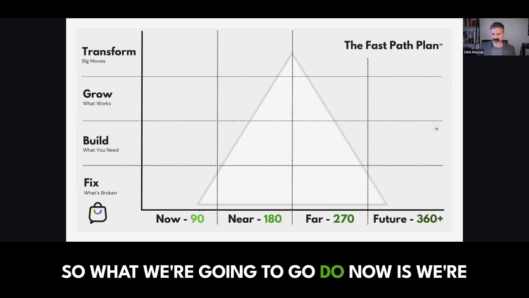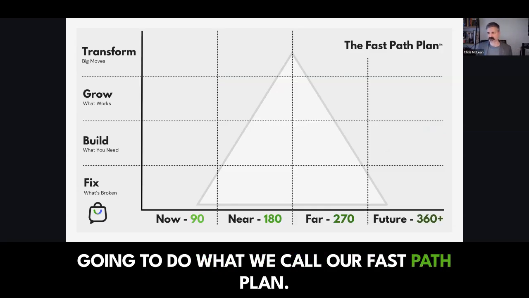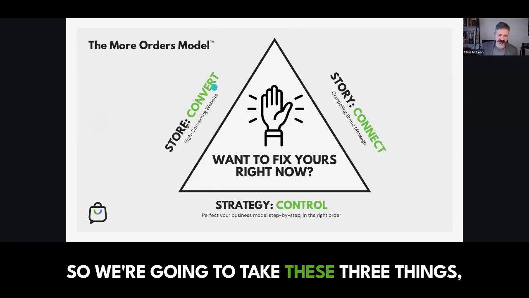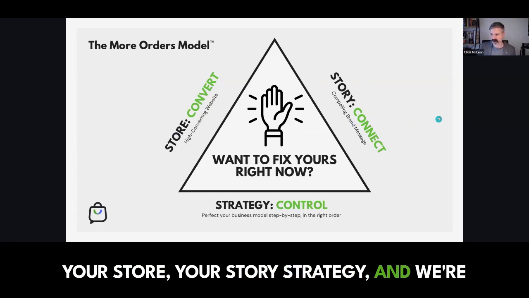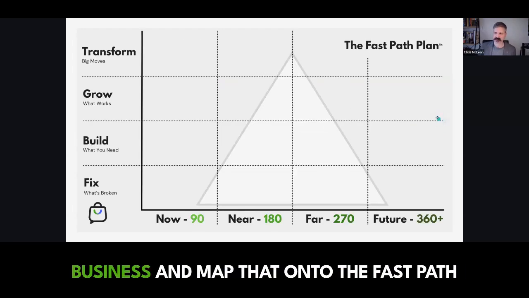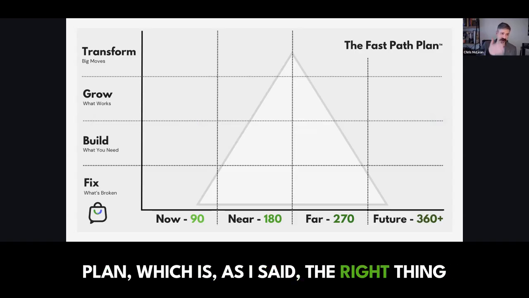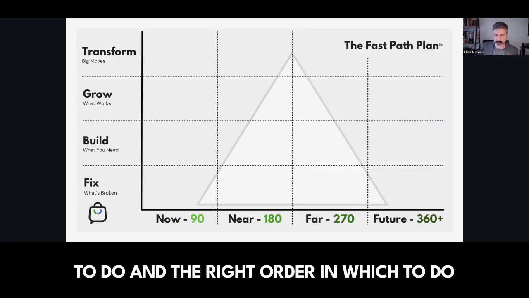So what we're going to do now is what we call our fast path plan. We're going to take these three things, your store, your story, your strategy, and have a look at your particular business and map that onto the fast path plan, which is, as I said, the right things to do and the right order in which to do them.